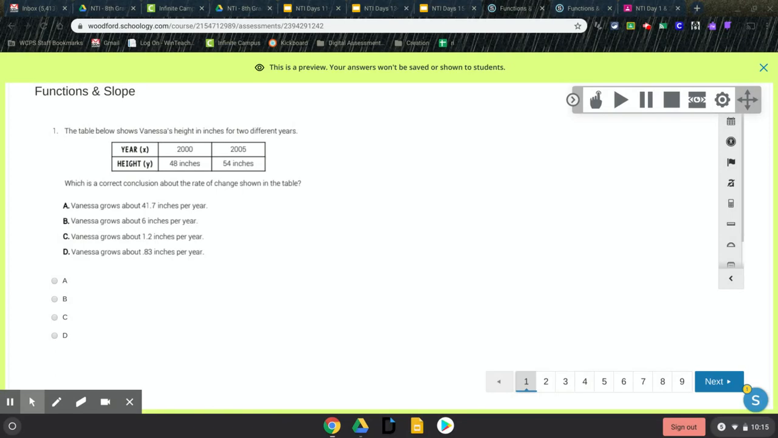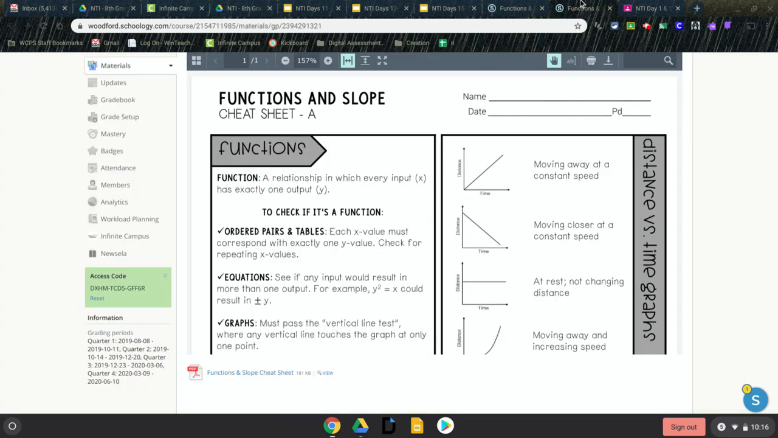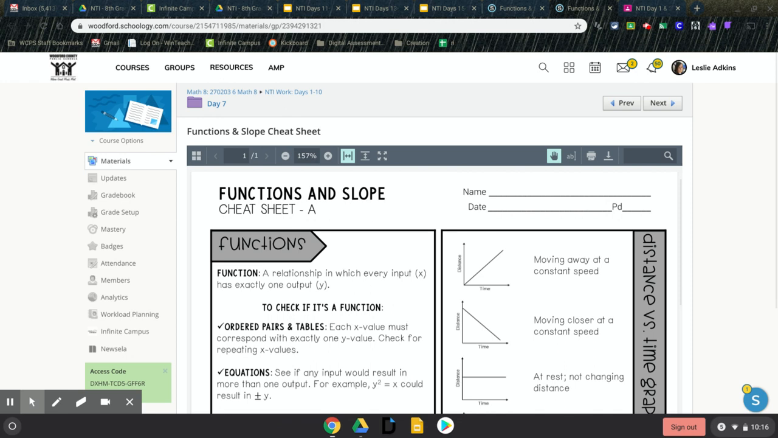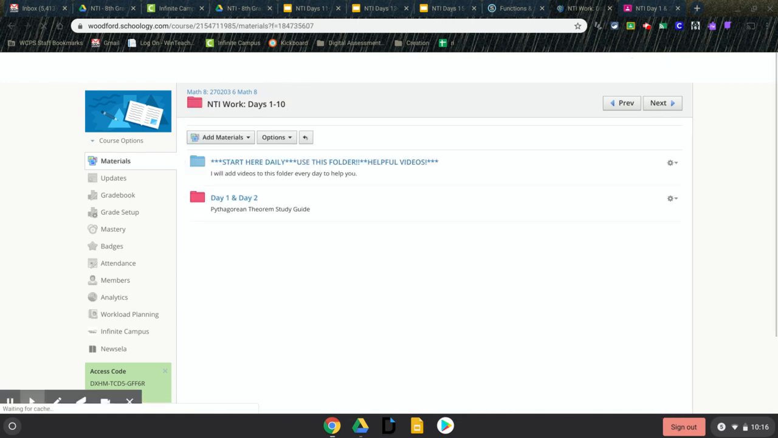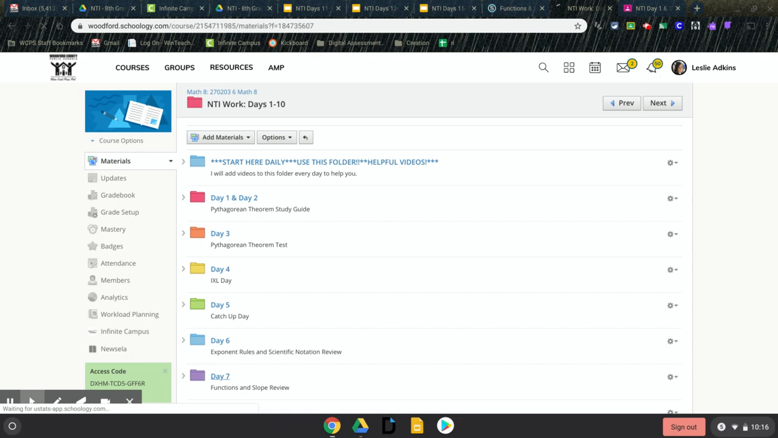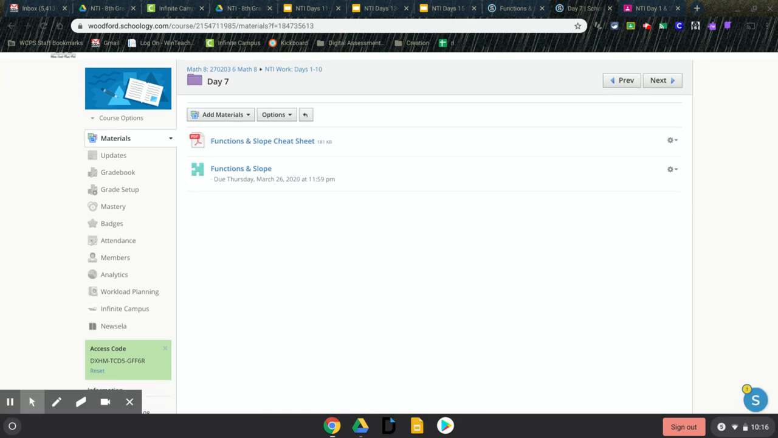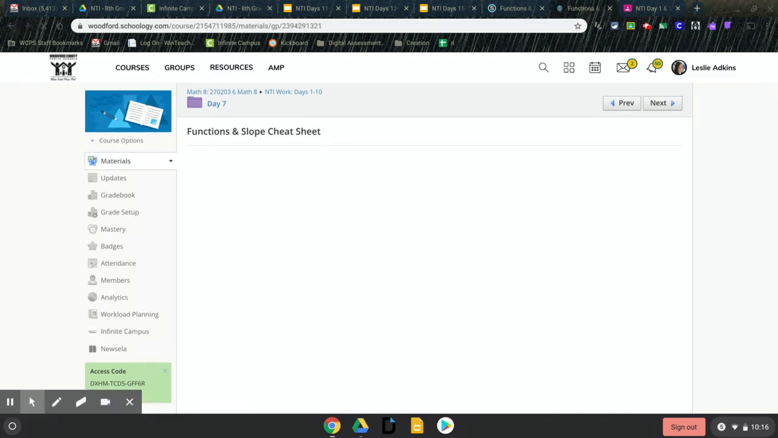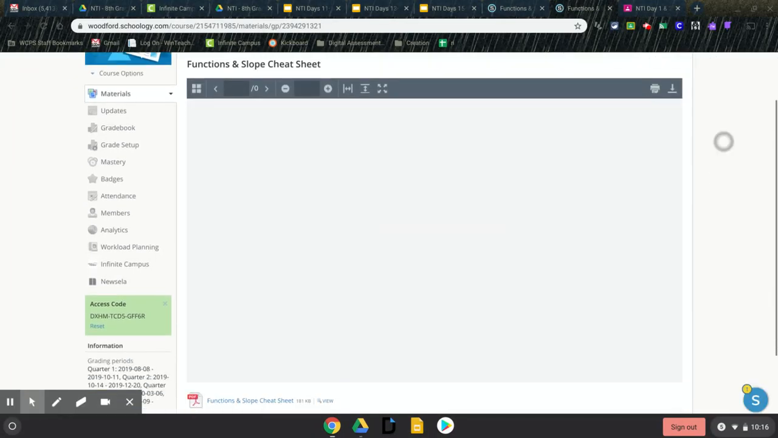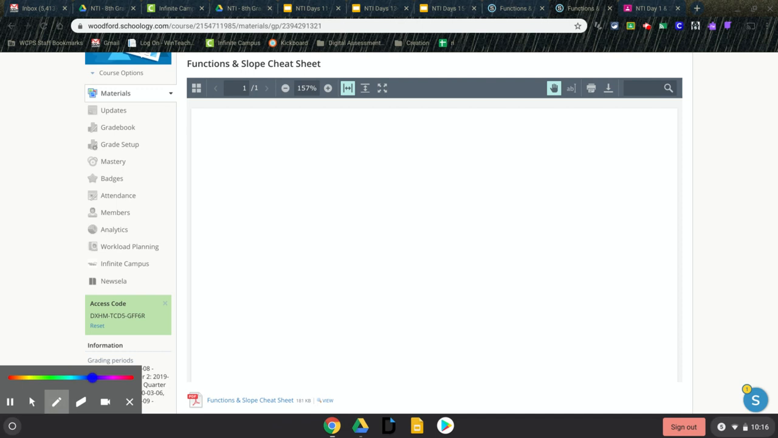So for today's NTI Day 7, we are going to be working on functions and slope. The first thing I want you to do is open up your cheat sheet. When you go to NTI Days 1 through 10 and you click on Day 7, you have a cheat sheet and you have your assignment for the day. When you click on your cheat sheet, it's going to give you some reminders about this unit, because remember, this is a review, but it's been a while. So here are some reminders to help you out with this. Wait on it to load.